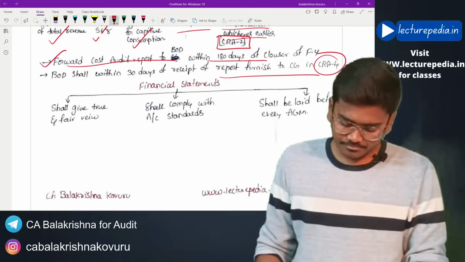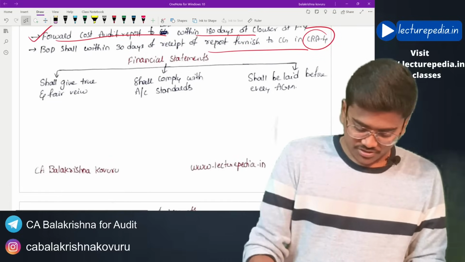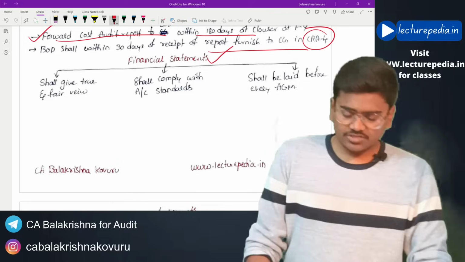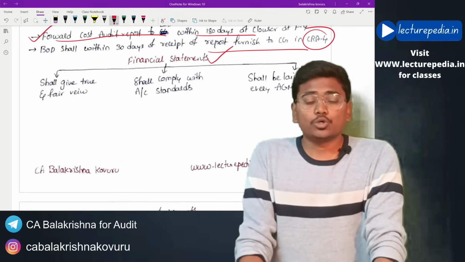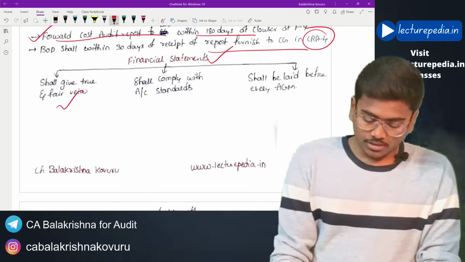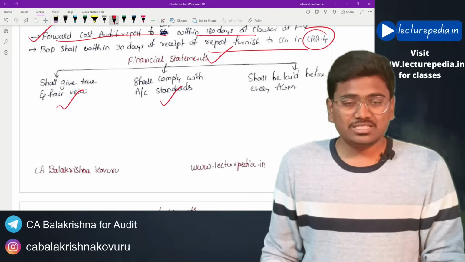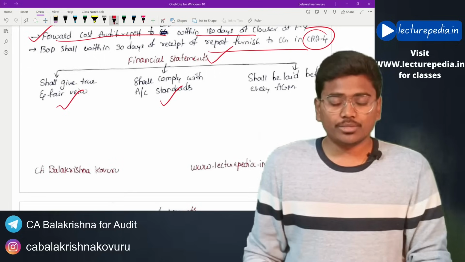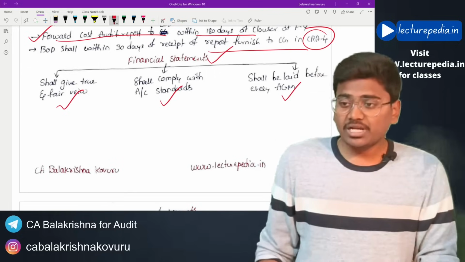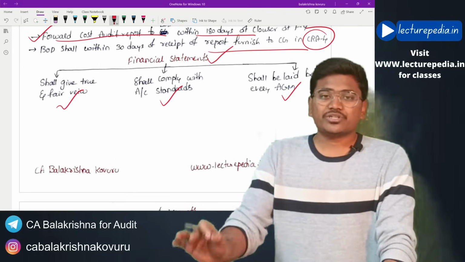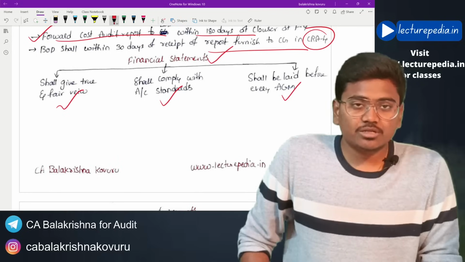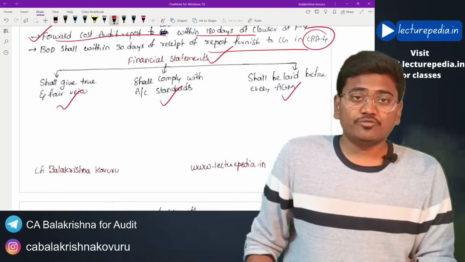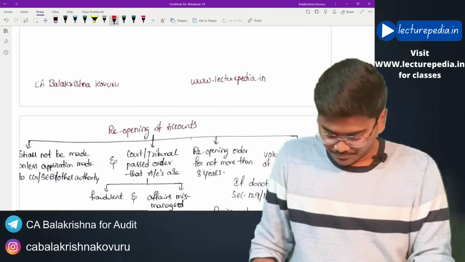Next, coming to the financial statements. These financial statements shall give a true and fair view, and they shall comply with accounting standards. If Ind AS is applicable, they have to comply with Ind AS, and they shall be laid before the annual general meeting. In every annual general meeting, financial statements have to be laid before the members of the company.